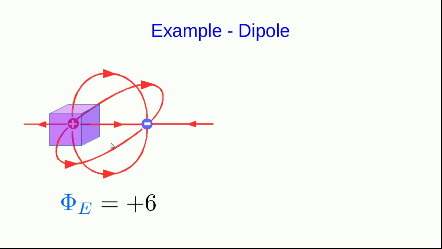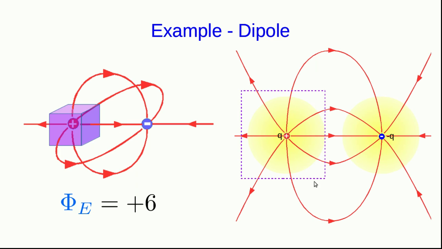This is the 3-dimensional picture, but we more often draw pictures like this in 2 dimensions. So here's a different picture of a dipole in 2 dimensions. Note that this time I've drawn 8 lines per charge. Remember that the number of lines per unit of charge is arbitrary, and so the fact that I've drawn 6 here and 8 here isn't meaningful. And again, you can see now that this has 8 flux lines going through it.